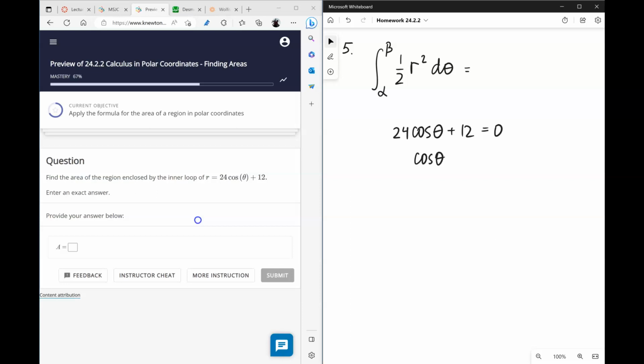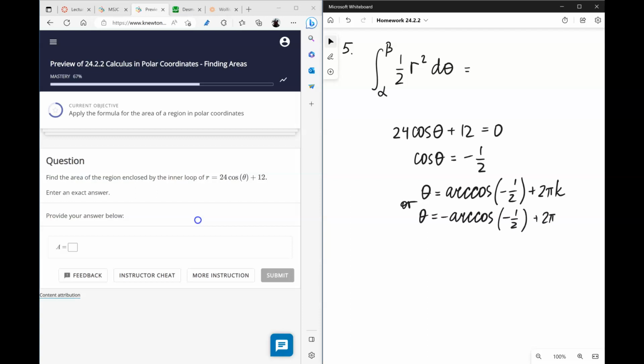then cosine theta is equal to negative 1/2. So theta is equal to arc cosine of negative 1/2 plus 2 pi k, or theta is equal to negative arc cosine of negative 1/2 plus 2 pi k, and arc cosine of negative 1/2 is what is it, 2 pi over 3?